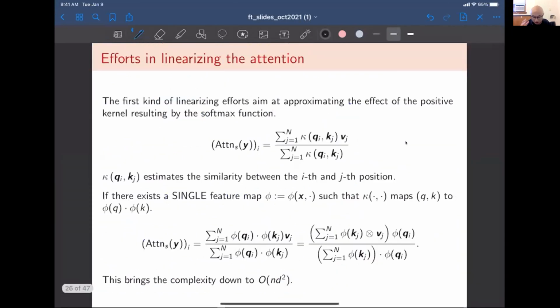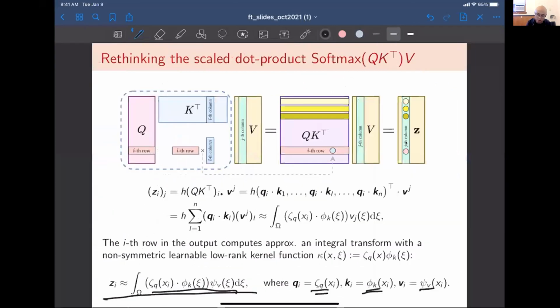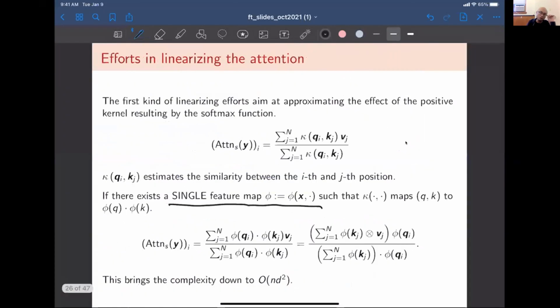And for the first attempt, the idea is to leverage a single feature map. So originally we had three learnable feature maps, right? And now they said, okay, we only want to use a single feature map so that we can approximate the softmax. If we can do that, it's basically like a tensor product rewriting, so we can pull it out because it's a single feature map, and we get the complexity down to linear dependency.